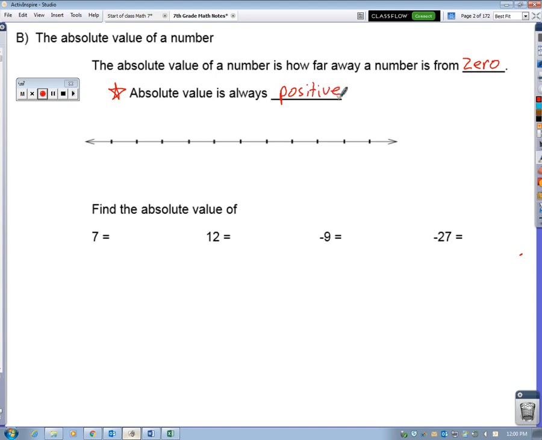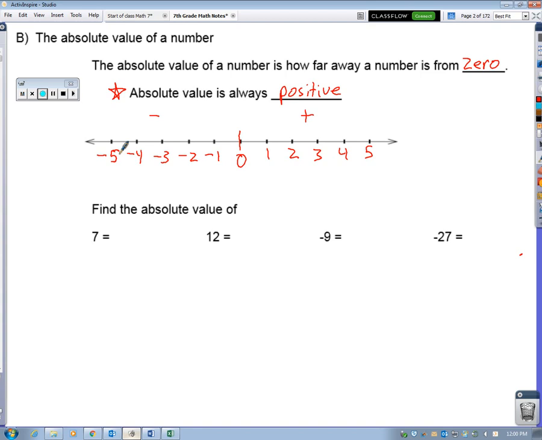Okay, let's take a look at how this works. Let's put our 0 here again. We have our positives. We have our negatives. We'll just label this up to 5 like we did before. And we will label this down to -5 like we did before. And if we were going to find the absolute value of a number, we would just count up how far away from 0 that number is.